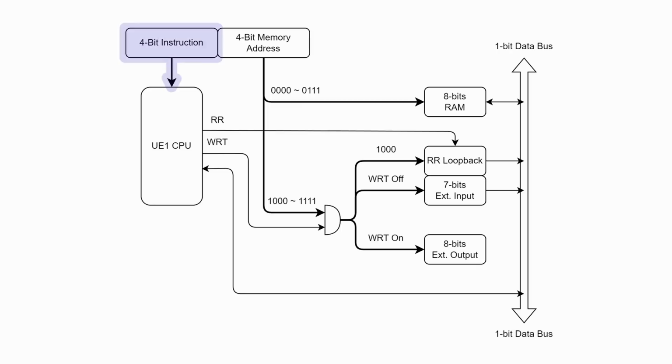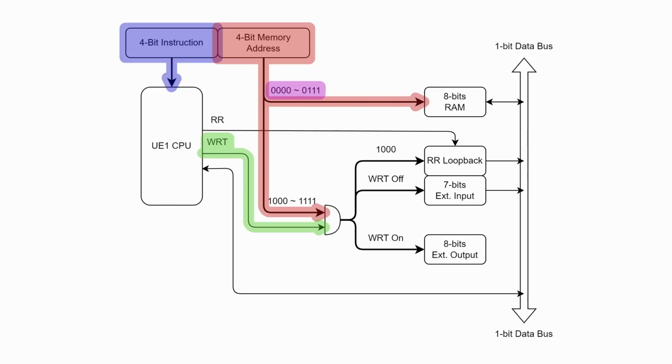And you can see that we have a 4-bit instruction coming into the CPU and a 4-bit memory address. But we're actually combining this 4-bit memory address with the write signal coming out of the CPU. If the memory address is between 0000 and 0111, this is our random access memory. If the write signal is off, address 1000 is effectively reading the results register in loopback mode. If it is between 1001 and 1111 and the write signal is off, we're reading external input.